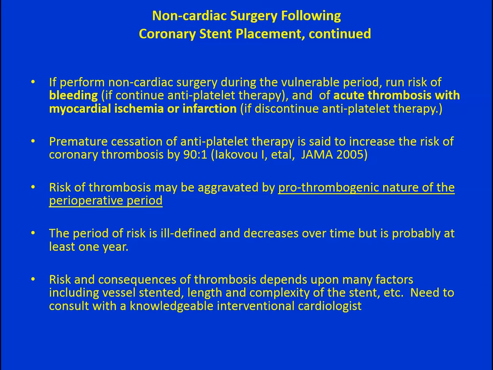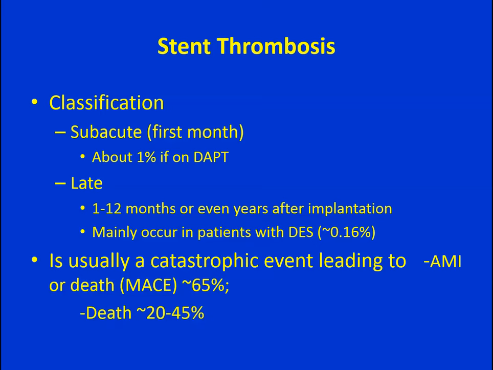If we perform non-cardiac surgery during the vulnerable period, we run the risk of bleeding if we continue them and of acute thrombosis if we discontinue the antiplatelet drugs. The risk of thrombosis is likely aggravated because of the prothrombogenic nature of the perioperative period. The period of risk is ill-defined but decreases over time, but is probably at least a year. The risk of thrombosis depends on many factors, including vessel stented, etc. Stent thrombosis is classified as acute or late, and unfortunately, it's usually catastrophic, leading to either acute myocardial infarction or death, in about 65% of patients.